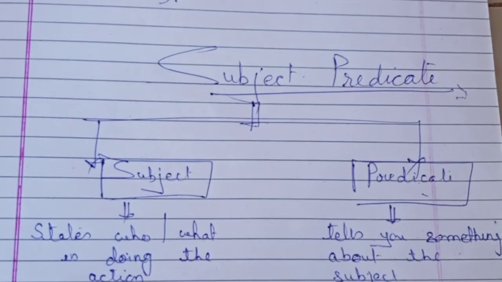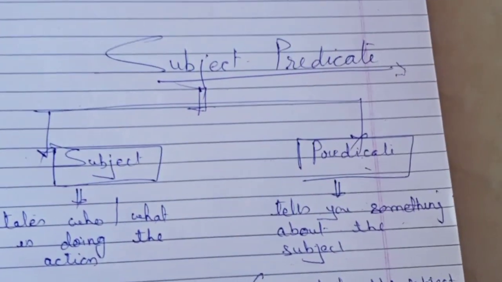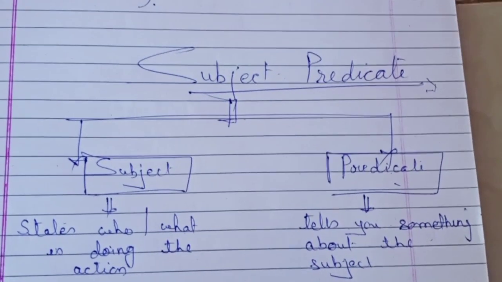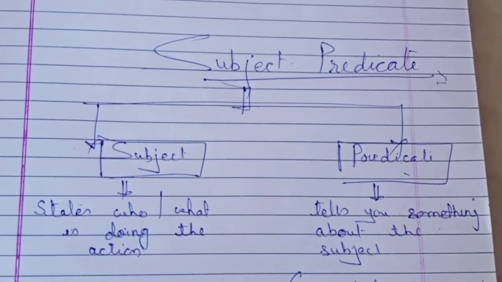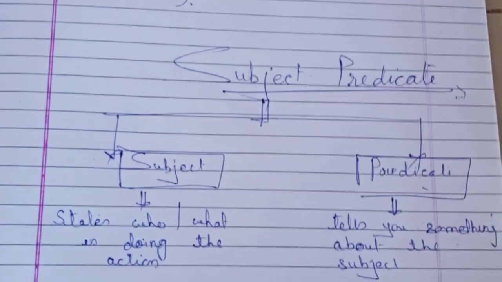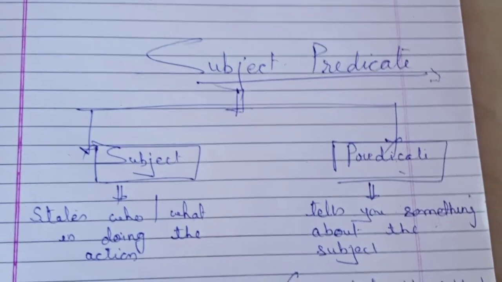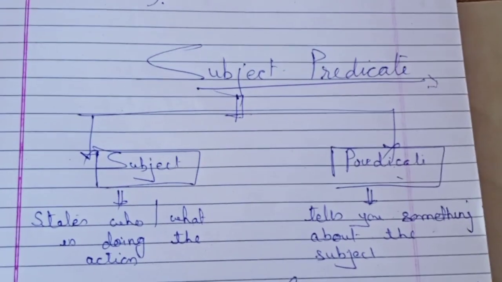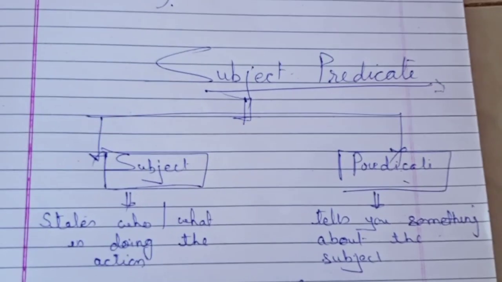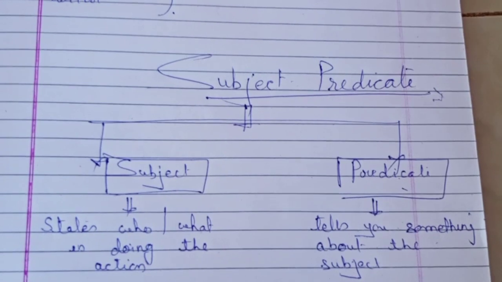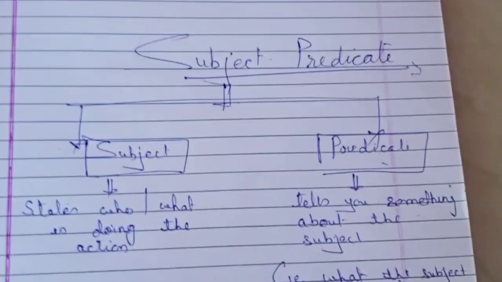Next example, my grandmother is more than 90 years old. And yes, it's of course true. Here, who is more than 90 years old? My grandmother. So here the subject is my grandmother, and the rest of the part is the predicate: is more than 90 years old. Clear?